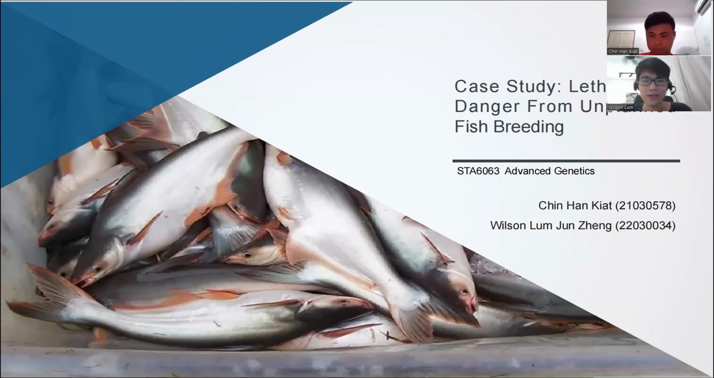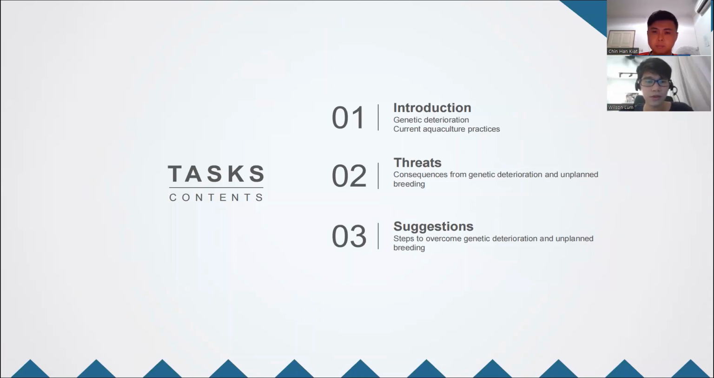Everyone, good day. Today we're going to talk about a case study, which is lethal gene danger from unplanned fish breeding, which is the cause of STA6063 Advanced Genetics from the group of Chin and Wilson. Today we have three different parts.